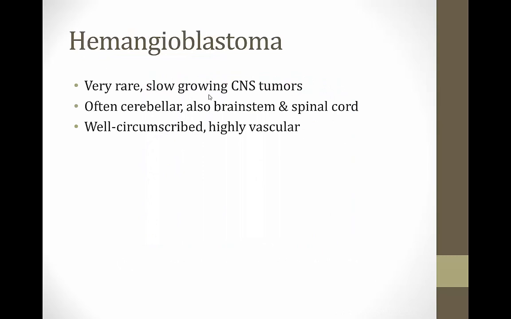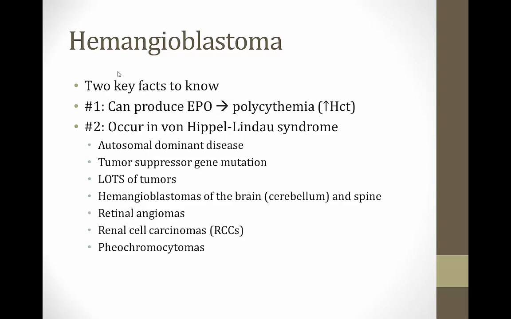Hemangioblastomas are very rare, slow-growing central nervous system tumors. They're often cerebellar, but also happen in the brainstem and spinal cord. They're well circumscribed and highly vascular. There are two key facts you need to know about hemangioblastomas. The first is that they can produce erythropoietin, and this means they will increase the red blood cell count, and you will get a high crit and polycythemia.